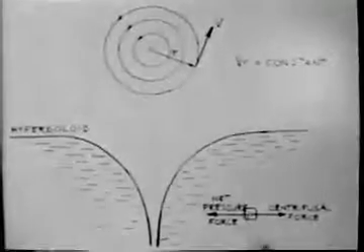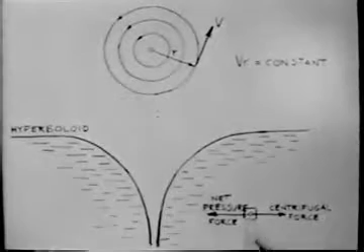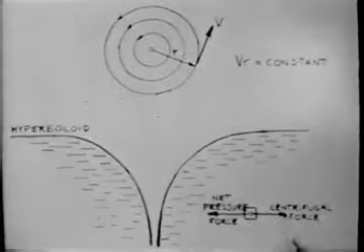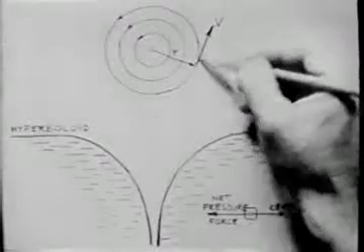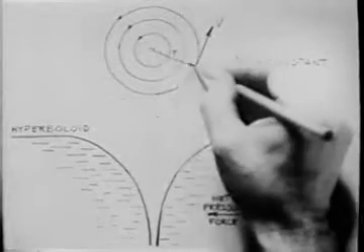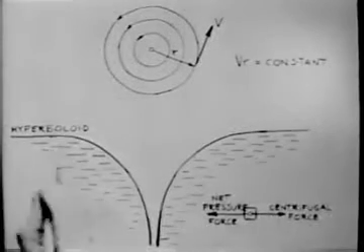The equilibrium between the net pressure force acting on a fluid particle and the centrifugal force requires that the velocity v vary inversely with the radius r if the total pressure is to be constant throughout. This velocity law is exactly the condition required for the free surface to be a hyperboloid.